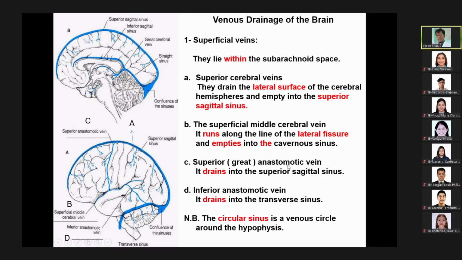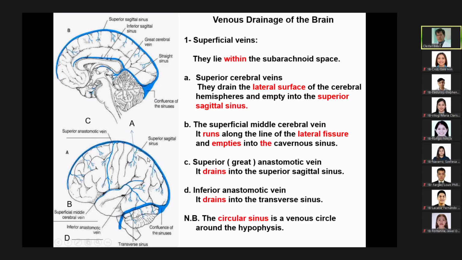Now, the superior anastomotic vein of Trolard drains to the superior sagittal sinus. This is the big vein. Like I said, these veins do not have valves. Okay? So the vein of Trolard carries blood preferentially to the superior sagittal sinus.